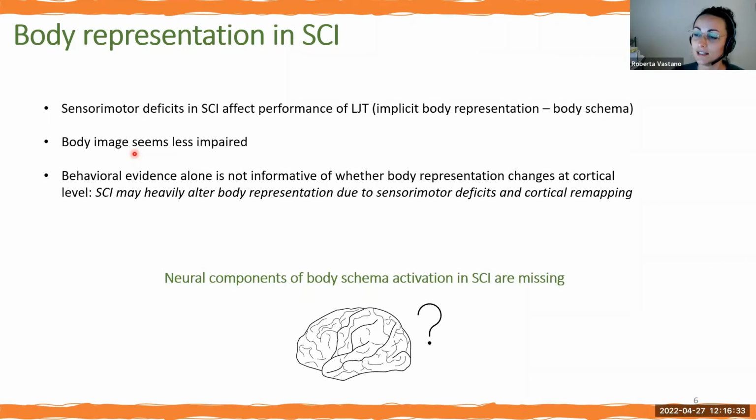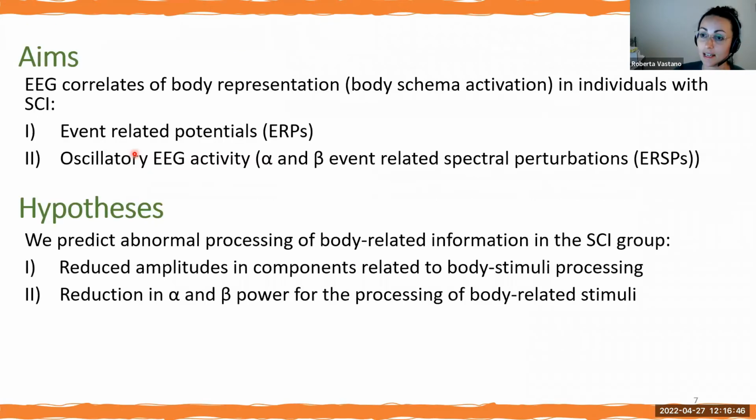So we do believe that SCI can alter body representation due to sensorimotor loss deficits, but also to cortical remapping. So neural components of body schema activation in SCI to date are still missing. And these are the aims of our study. So we were interested to study body schema activation after spinal cord injury, focusing on EEG correlates and analyzing two aspects of EEG, the event-related potential and oscillatory activity of alpha and beta power. We performed an analysis called event-related spectral perturbation.